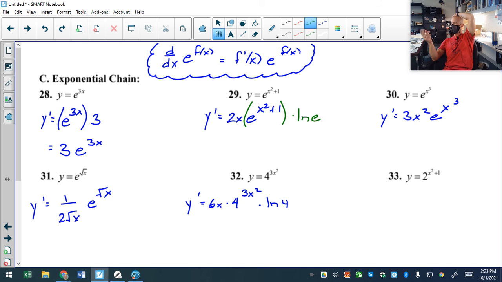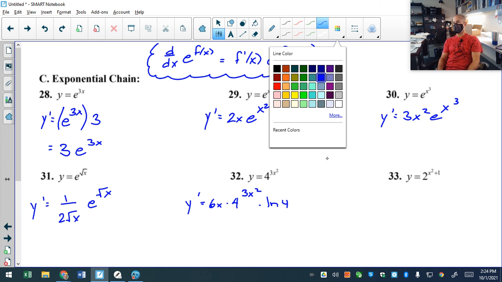What is the value of natural log e? If you punch that in a calculator, it's 1. So in the case of e, the natural log of e is 1. So all you're doing is writing times 1 at the end. Since it's times 1, it's not necessary for e to the power. Any other base, though, natural log of 4, I don't know what it is, but it's not 1. It's some weird decimal, so you have to include that.